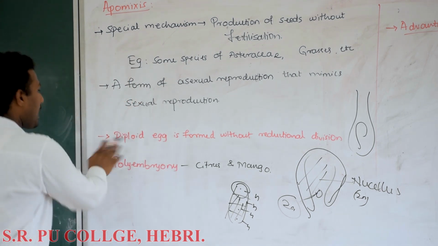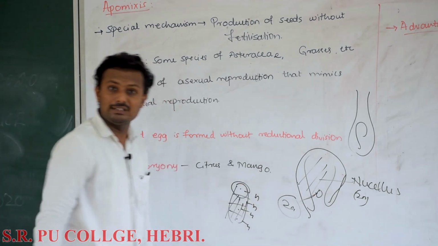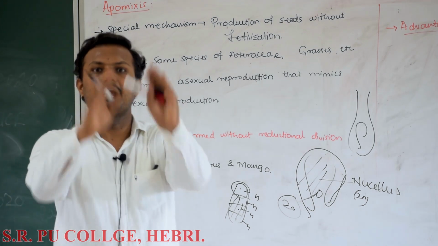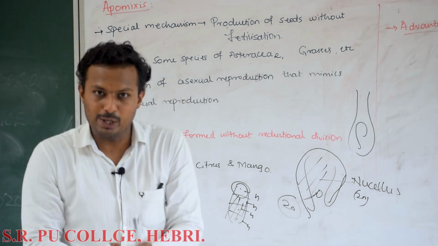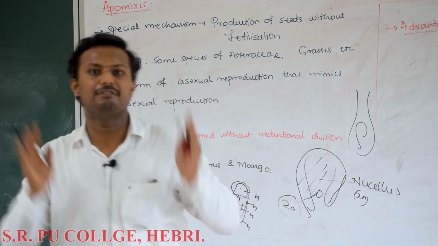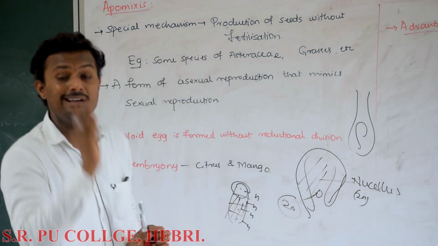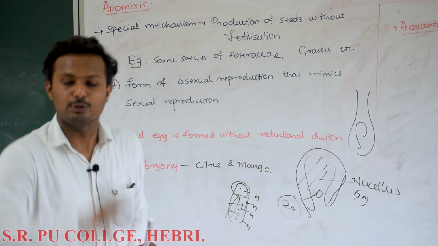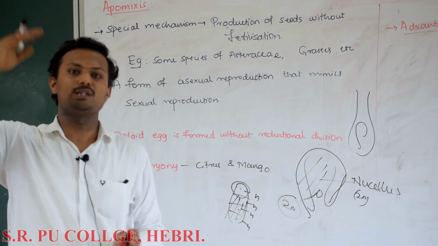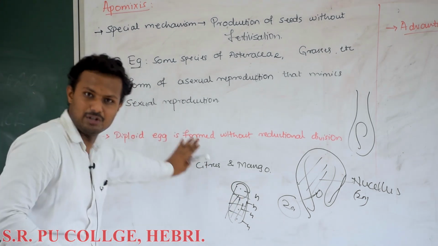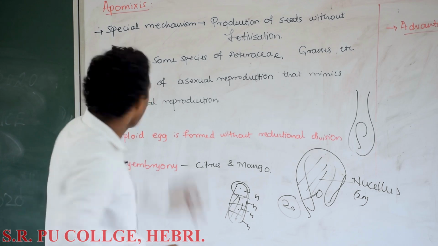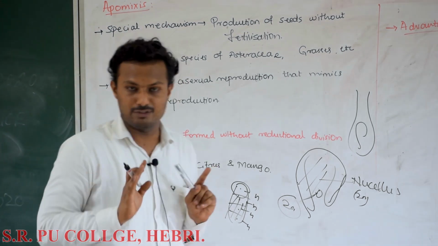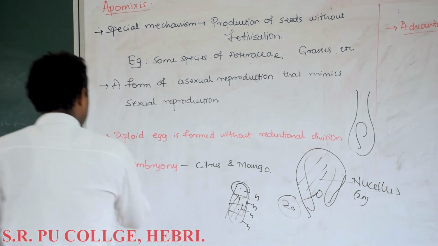But in this case, what happens? This megaspore mother cell, which is a diploid cell, will never undergo meiosis at all. The entire diploid cell itself will become the female gamete, which means it will become a female gamete that is diploid in nature, that is, a diploid egg. So this diploid egg develops into the seed later without fertilization. So this is one mechanism of apomixis. This means this is one way in which apomixis can be caused.